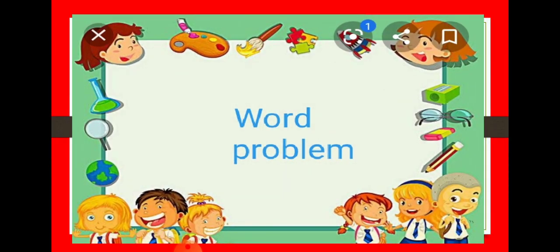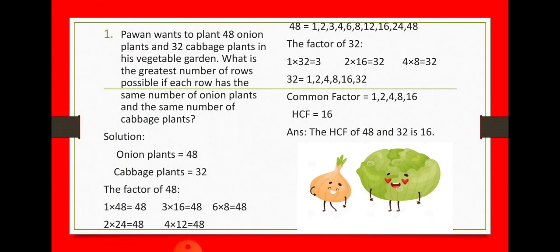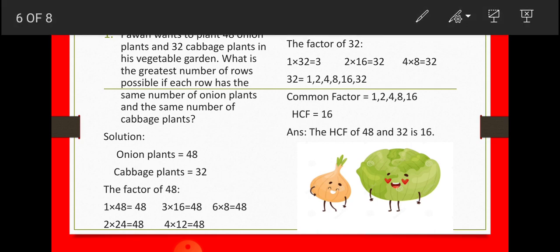Next we are going to see the word problems. Question number 1. Pavan wants to plant 48 onion plants and 32 cabbage plants in his vegetable garden. What is the greatest number of rows possible if each row has the same number of onion plants and the same number of cabbage plants? Look at the solution. One thing is given. Greatest number means highest. So what are we going to find? Highest common factor.